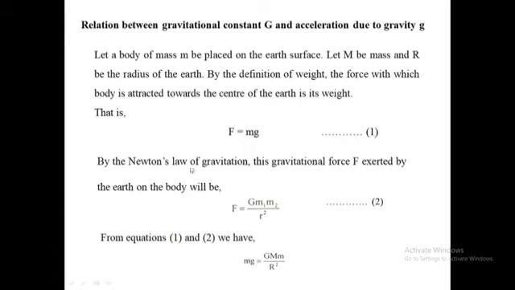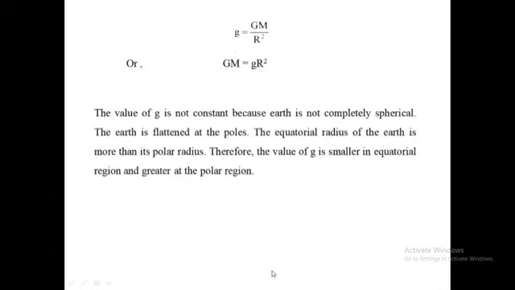Now, according to Newton's law of gravitation, the gravitational force F exerted by the earth on the body is F is equal to G M m upon r square, which is equation number 2. Therefore, from equations 1 and 2, if we put this value of mg, we get mg is equal to G M m upon r square. Therefore, from this we get g is equal to G M upon r square, or we can write G M is equal to g into r square.